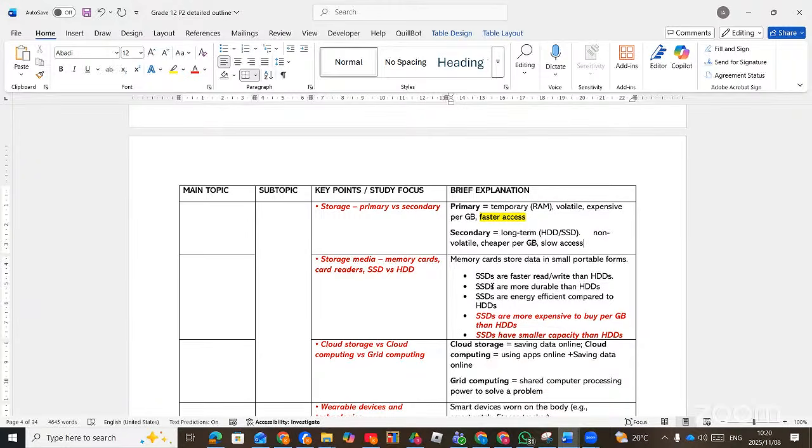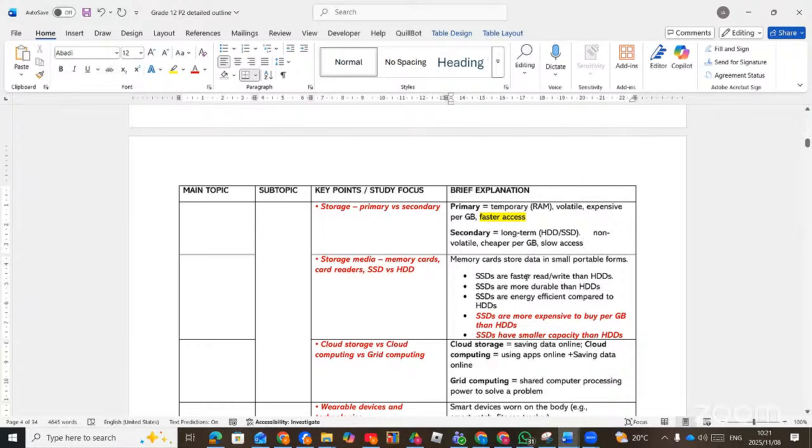They are replacing hard drives, so they can ask you questions like that. Why are SSDs replacing HDDs? Or they can also say, why is HDD still relevant these days? So now I've just separated them.